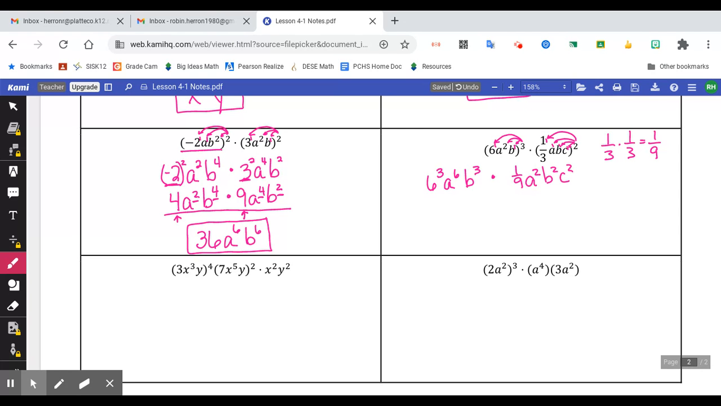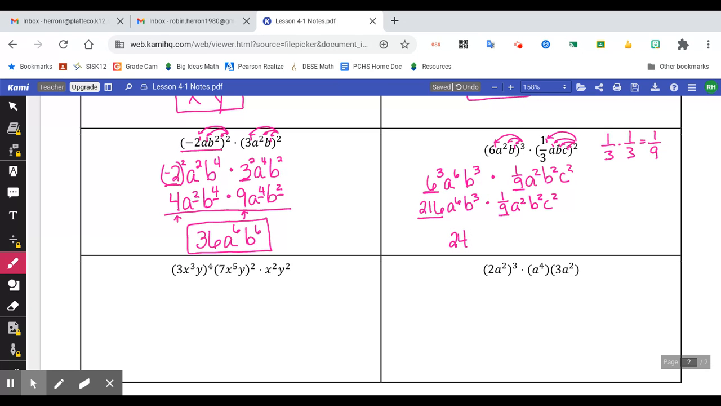All right? Now we're back to having actual multiplying here, right? So I can actually take 6 to the third power, which is 216. These are going to stay, a to the sixth, b to the third. Nothing over here changes, so 1/9 a squared, b squared, c squared. And now I have to do all the way across. So these two can be multiplied together. 216 times 1/9 is like taking 216 divided by 9, which gives you 24.